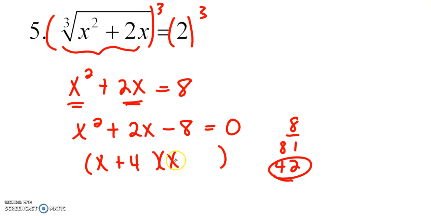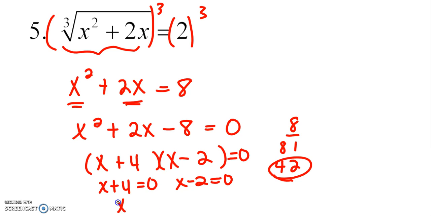I need to be plus 4 and minus 2 equals 0. So I get x plus 4 equals 0 and x minus 2 equals 0. I will get negative 4 and I will get 2. At this point, I have 2 solutions. You definitely want to go back to your original.